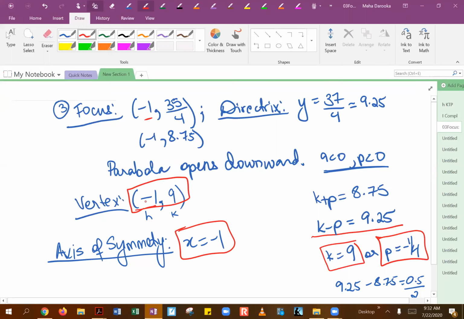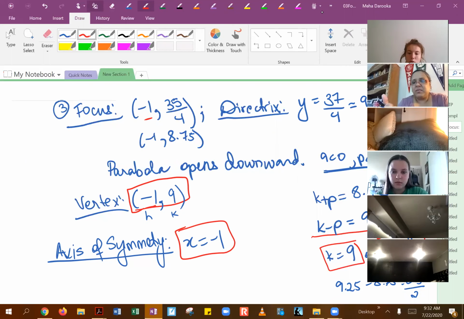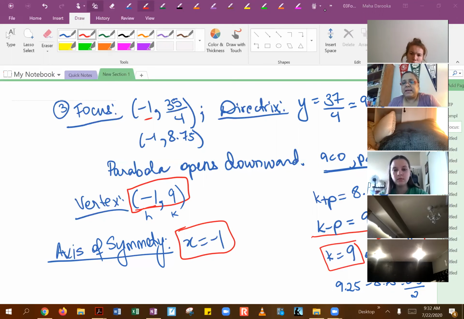We already have our vertex. Now, how can we come up with the x and y intercepts for this parabola over here? Because all we have is the directrix and the focus, and now we have the vertex and the axis of symmetry. So is that enough for us to be able to find out where the x and y intercepts are going to be? Or what would be helpful for us to find the x and the y intercepts? What should we do next?